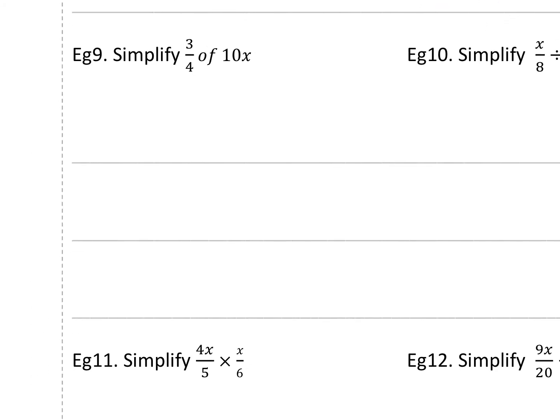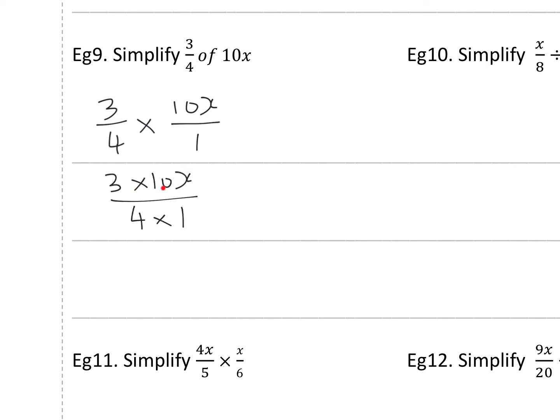Example 9. Simplify 3/4 of 10x. So 3/4 of means multiply, and then 10x. Now, because we've got one fraction and we're multiplying, we make the other one a fraction as well. So 10x would be 10x over 1. We can then multiply the numerators and the denominators.